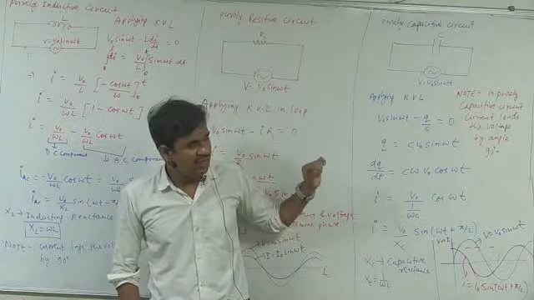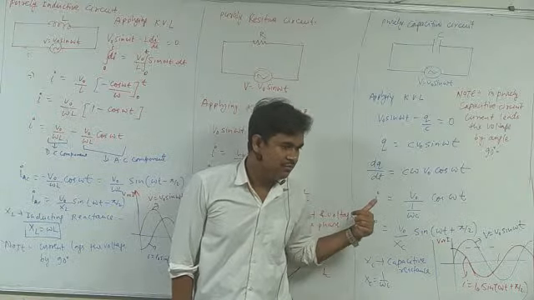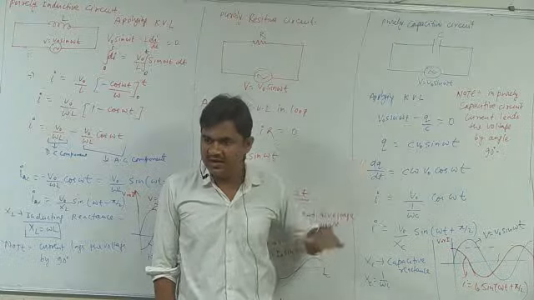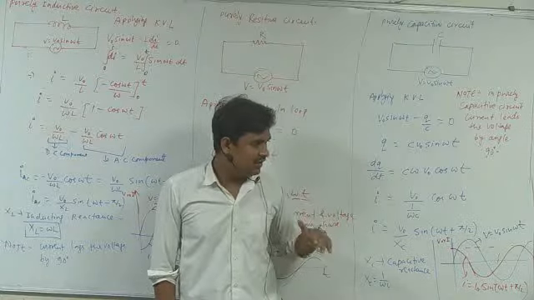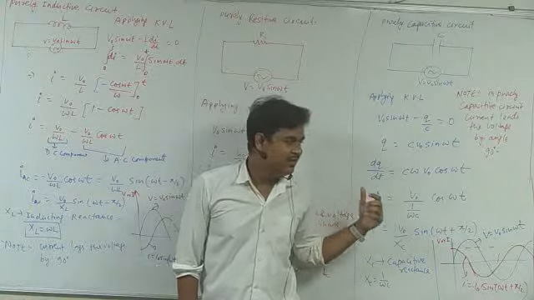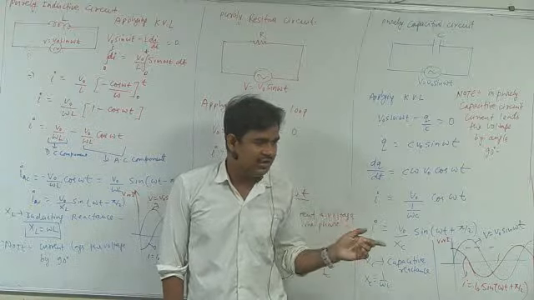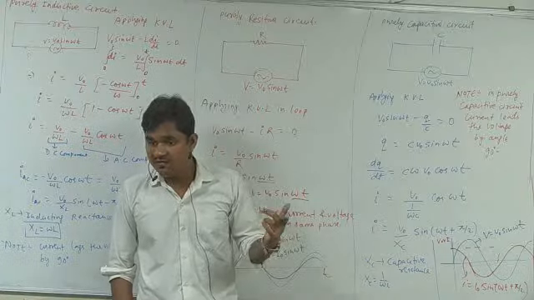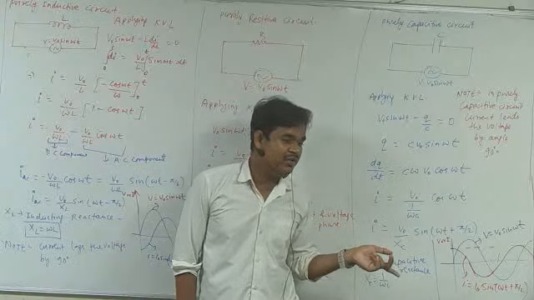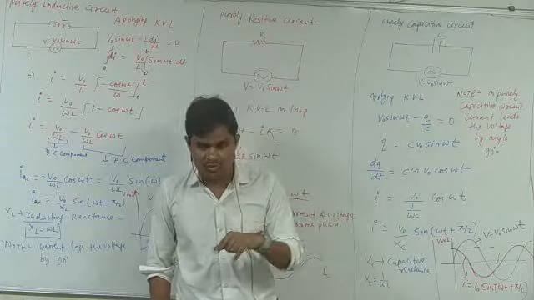Now, when omega is high, it means frequency is more, which means repetition is high. Yes or no? Many times it changes direction. When omega is high, the resistance offered by the inductor is more, because the more the current changes its direction, the flux change will be more, which means the EMF induced across the inductor will be more. So it is going to oppose more.